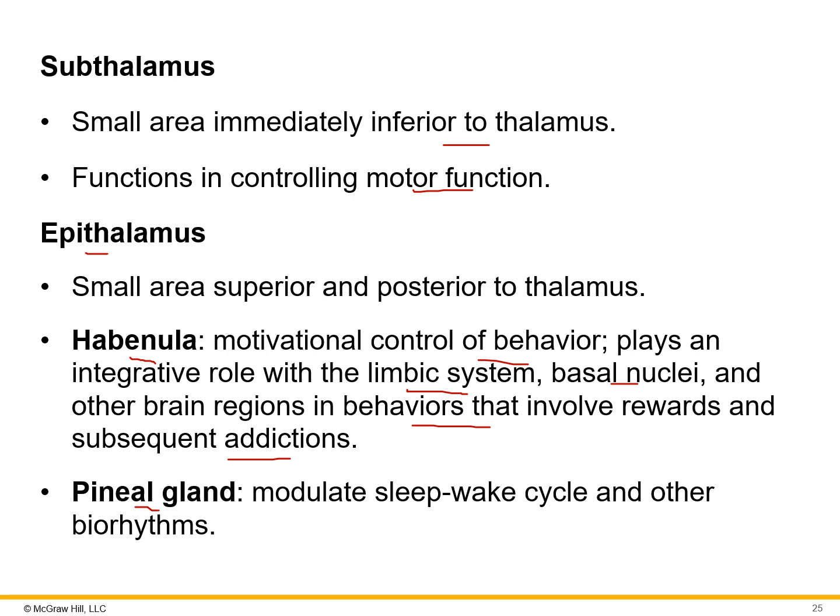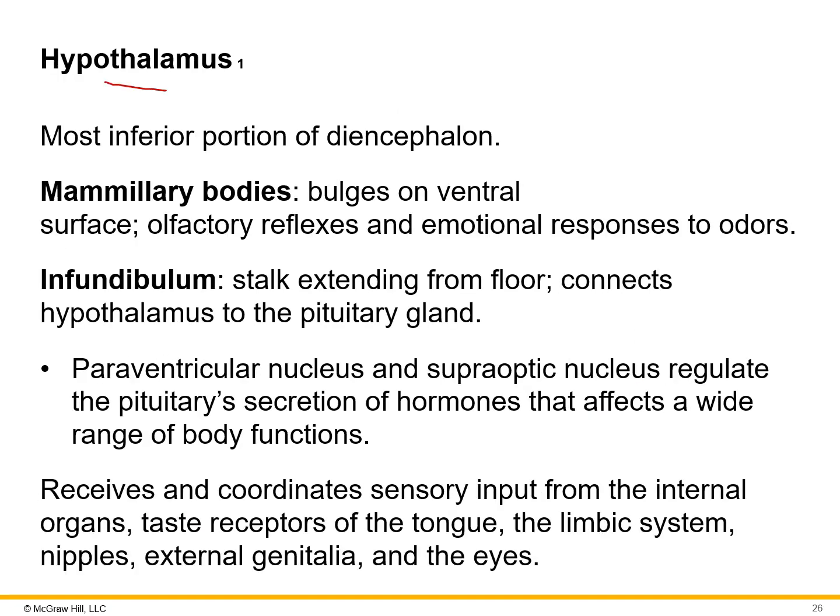And then the pineal gland, that small little gland that sticks off the side there, is involved in our sleep-wake cycle. So melatonin is going to be secreted and released here. And then finally, our hypothalamus is the most inferior, so hypo meaning really low. So we have sub and then hypo. So this has what are referred to as mammillary bodies, which are bulges here. These have olfactory reflexes, which is our smell, but also some emotional responses to odor as well. And then the infundibulum is the stalk extending from the floor, connecting the hypothalamus to the pituitary gland.